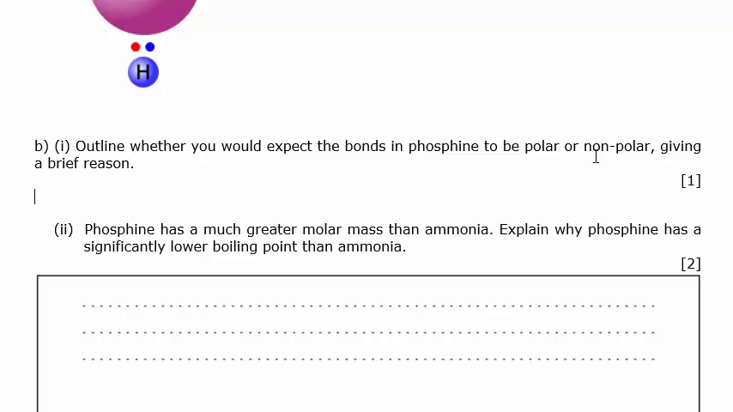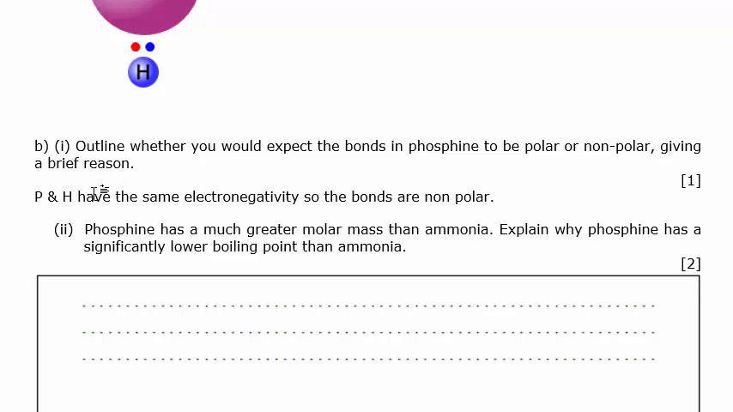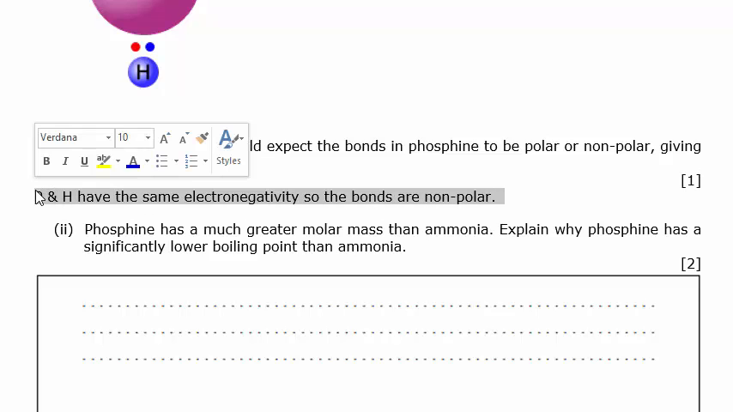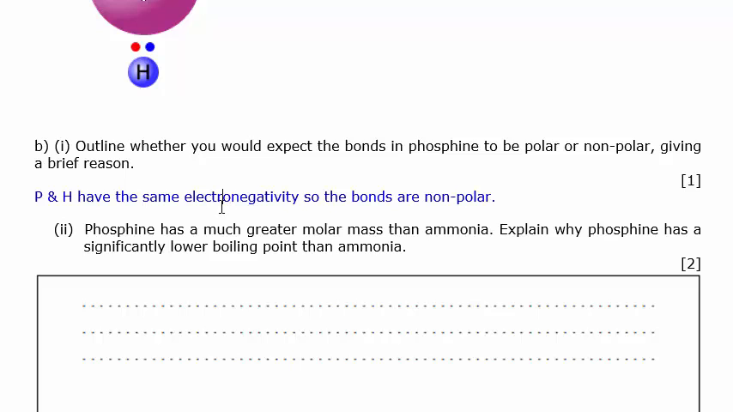Outline whether you would expect the bonds in phosphine to be polar or non-polar, giving a brief reason. In this case, you need to know the electronegativities. If you look them up in the data booklet, you'll find that P and H have the same electronegativity. Therefore, the bonds are non-polar. There's no reason for the electrons to be pulled one way or the other. It requires us to look at the electronegativity values, and they're both given in the data booklet as 2.2.